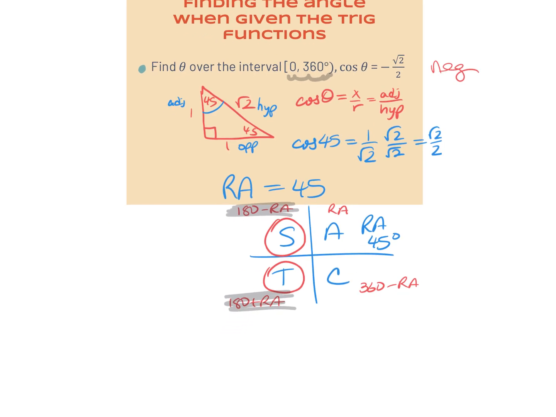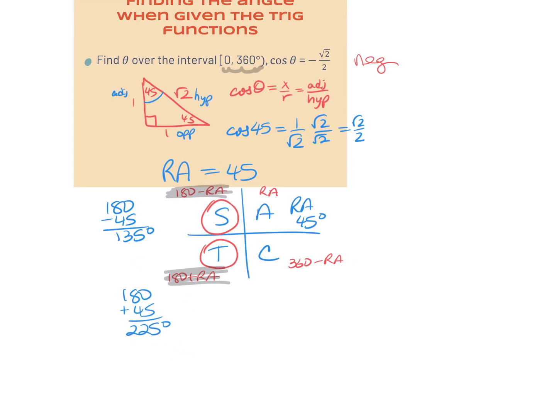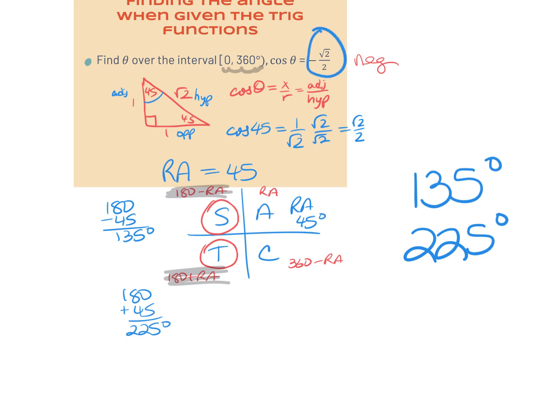So I'm going to be doing 180 minus 45, and I get 135. And then here I'm going to do 180 plus 45, and I get 225. So the answers for theta, that will give me negative square root 2 over 2, are going to be 135 and 225. You're going to be getting two answers because there's two places that are going to give you this answer when you do the cosine of these two angles.